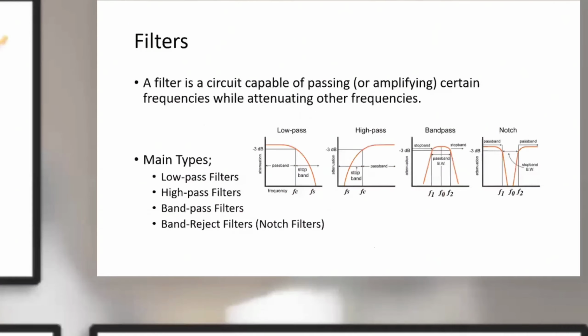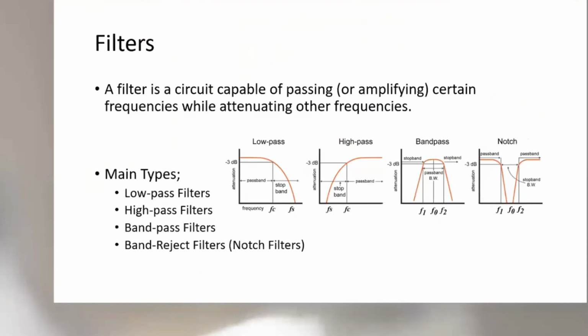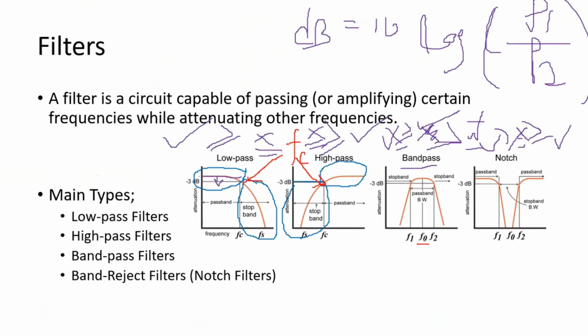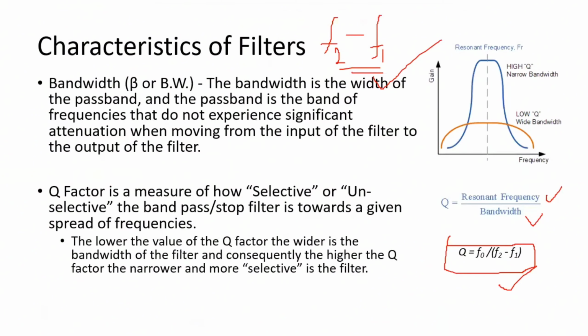I think sound is not there, so I will start over. Filters are the circuits capable of passing certain frequencies while attenuating other frequencies. The main types of filters are low pass, high pass, band pass, and band reject. The characteristic parameters of filters are cutoff frequency, center frequency, bandwidth, and the Q factor.